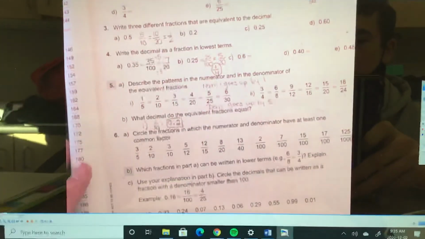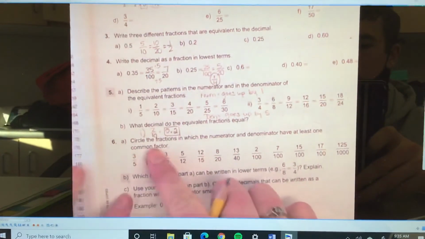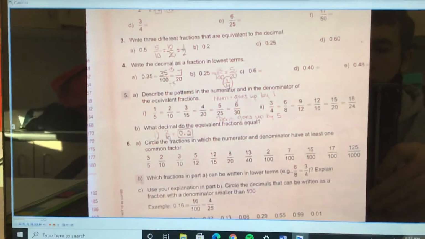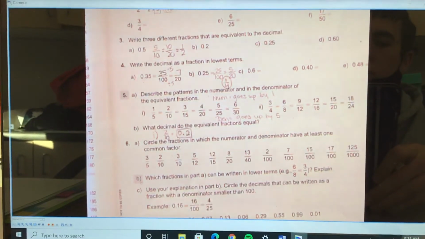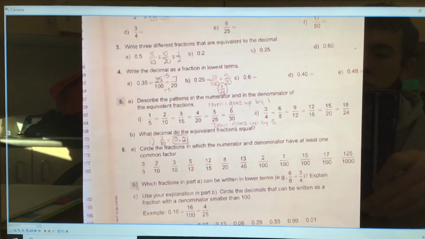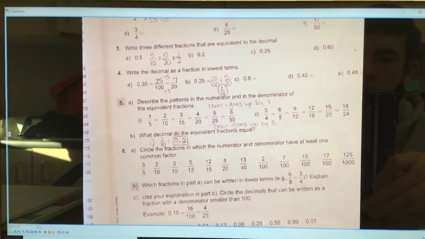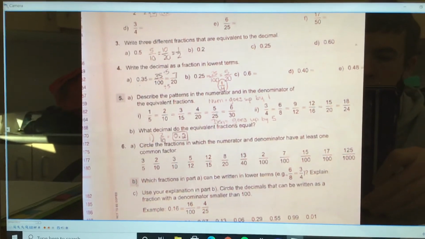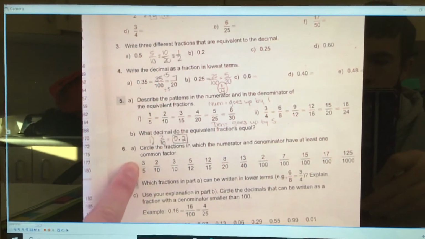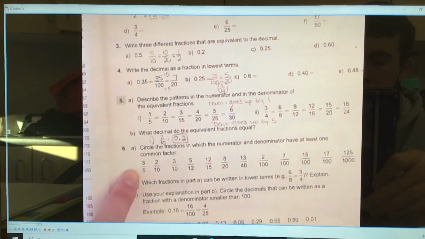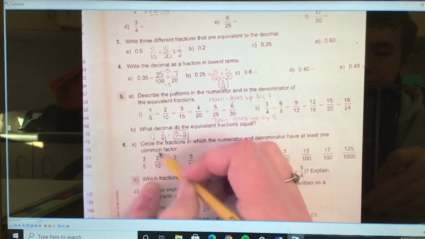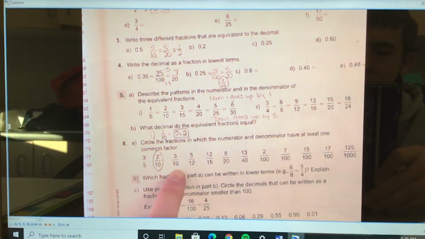Alright, there we go. Okay, so circle the fractions in which the numerator and the denominator have at least one common factor. Ollie, do you know what I mean by one common factor? Like for example 5 to get into 10 or something. Right, so they can both be divided by the same number. So can 3 and 5 be divided by the same number? No, only 1. What about 2 and 10? Yes, okay, so we're going to circle that one. Their common factor is 2.